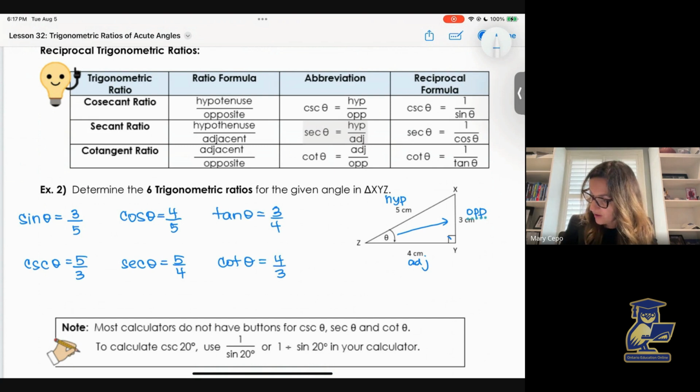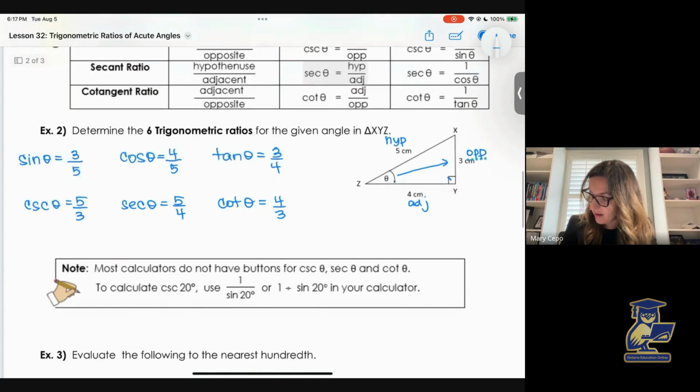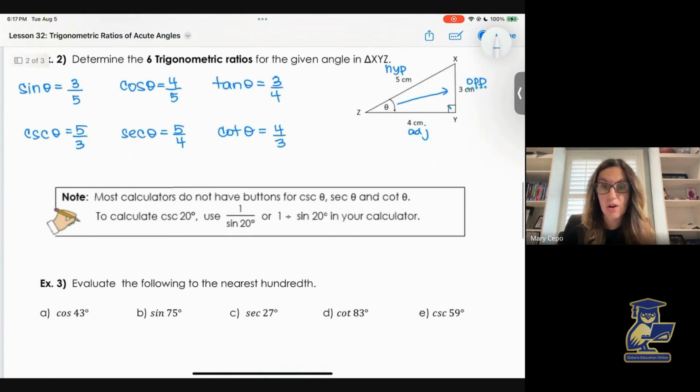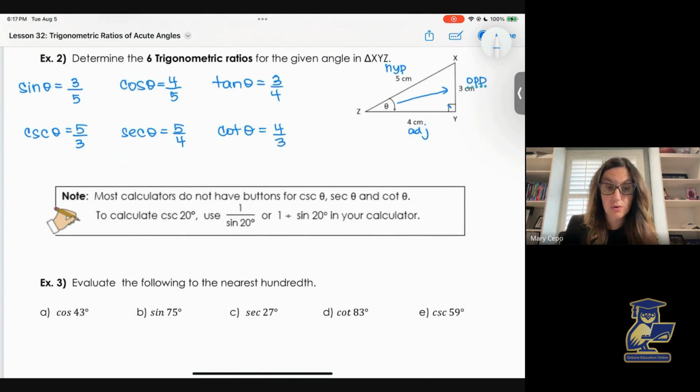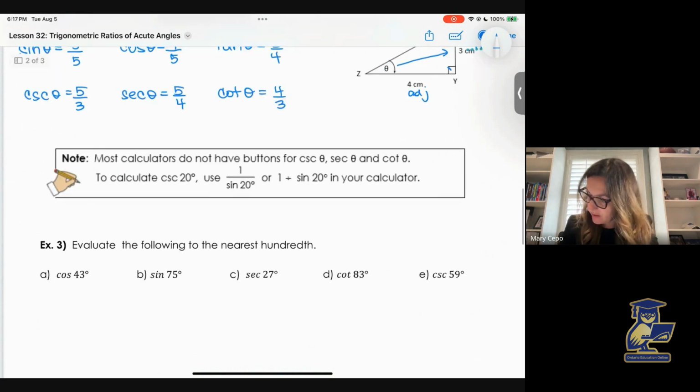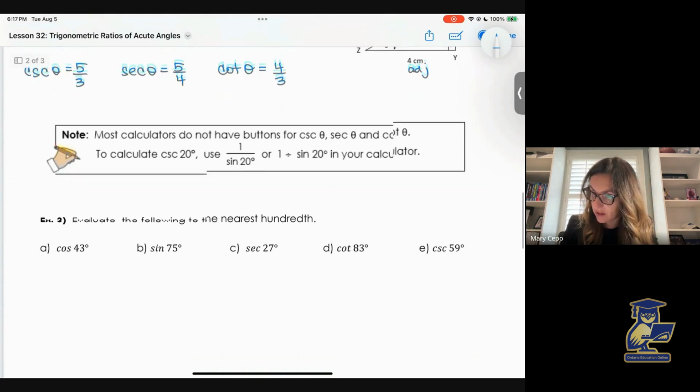Most calculators do not have buttons for cosecant, secant, and cotangent theta. So if you look at your calculator, you won't see those. You'll see sine, cos, and tan. However, to calculate them, you would take the primary trigonometric ratio and then take its reciprocal. So let's evaluate the following to the nearest hundredth.